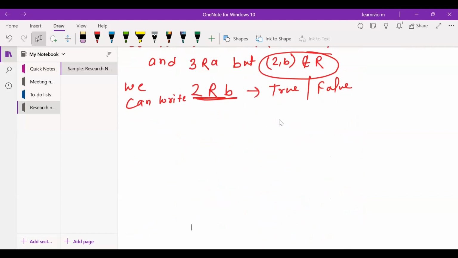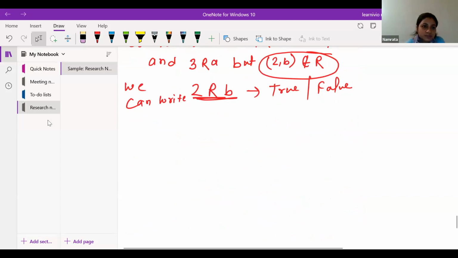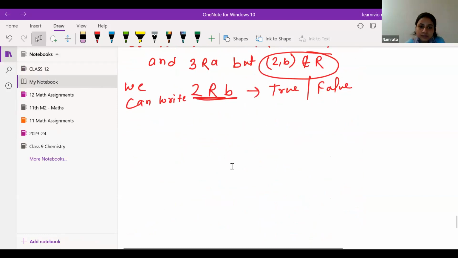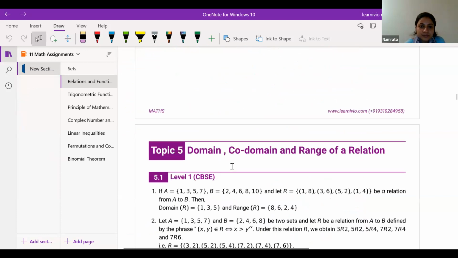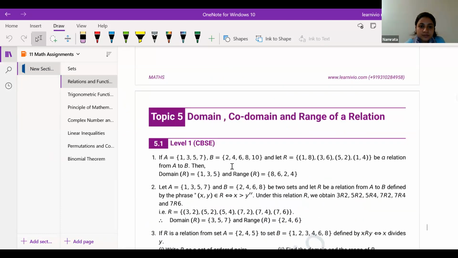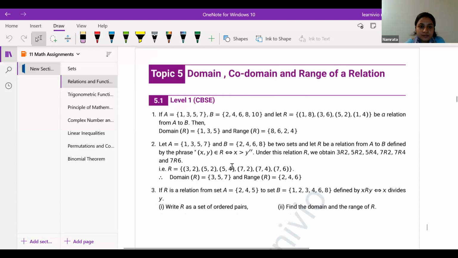Okay. Now the homework part and the assessment. Let me check. See the questions. Is there any question which is not clear to you? A is this one, B is this one, R is this one. Alpha is a relation from A to B. Then domain and codomain are written over here. Domain and range.